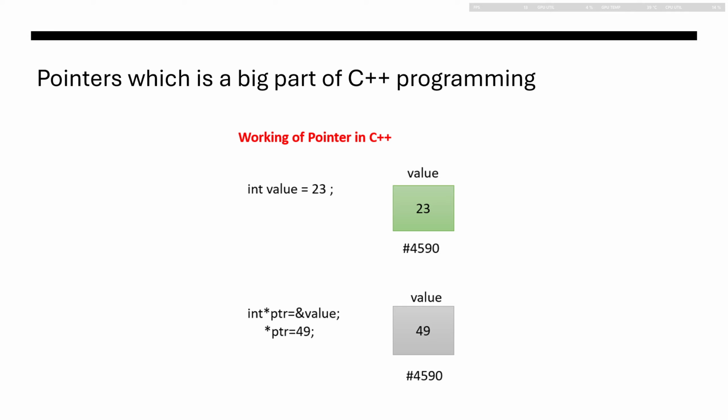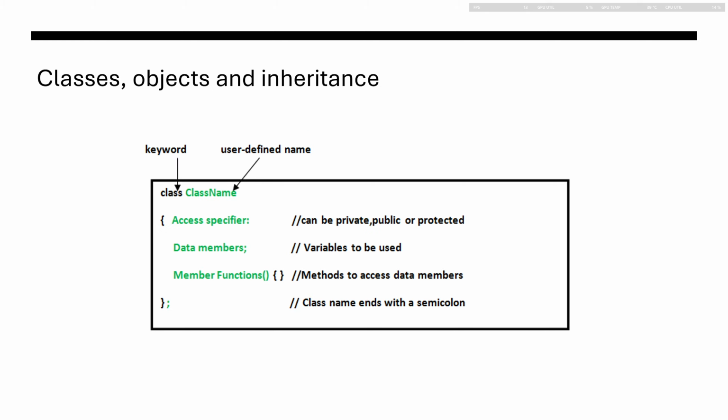You then make a pointer and it takes in the reference of that value, which is above, you can see 23. And then you change the value at that memory location to 49. You can see it's the same memory location, but the value is changed. Cool, right? You'll learn more about that.